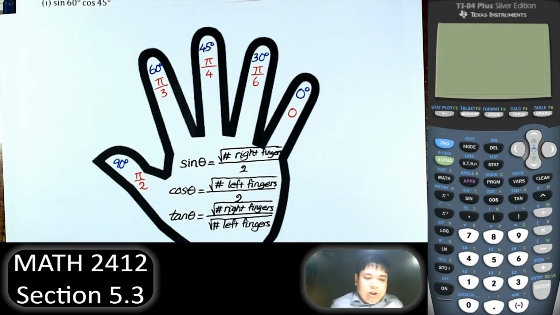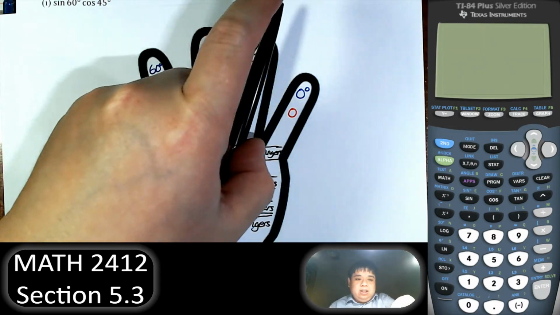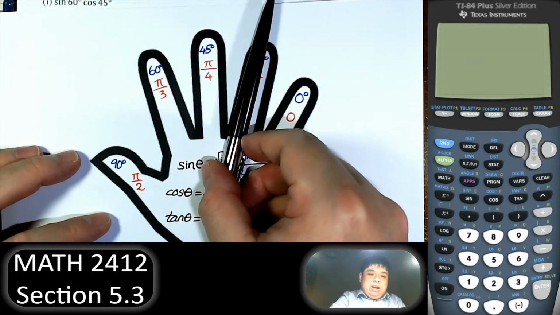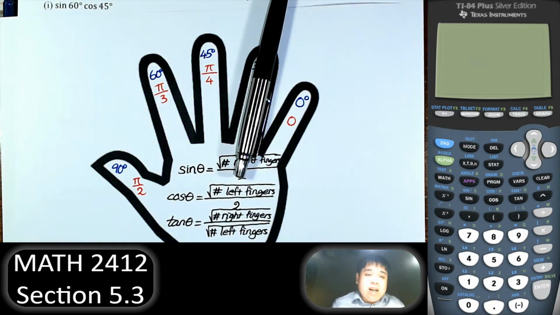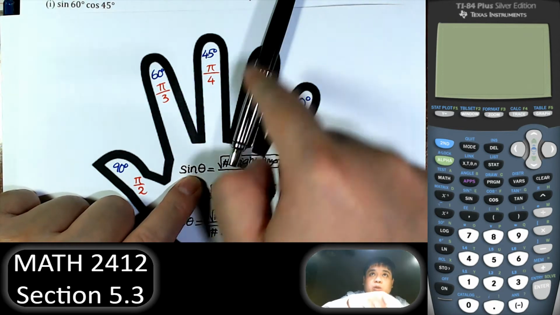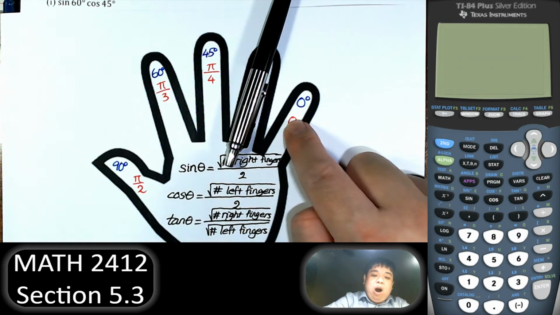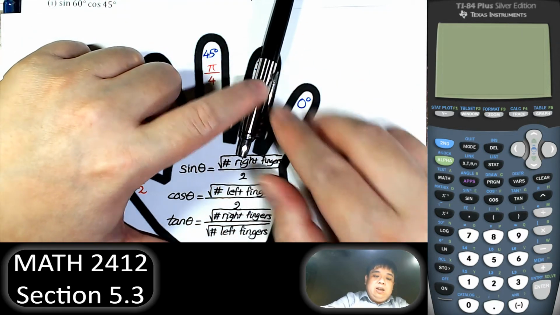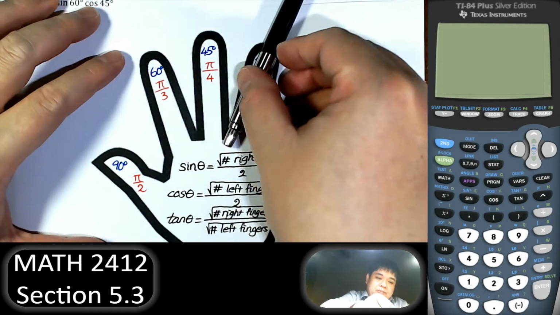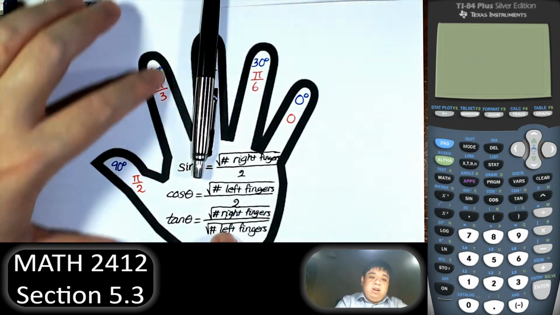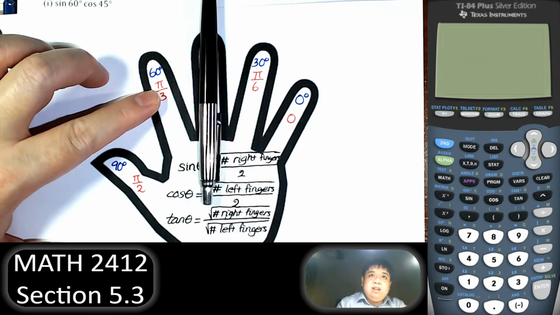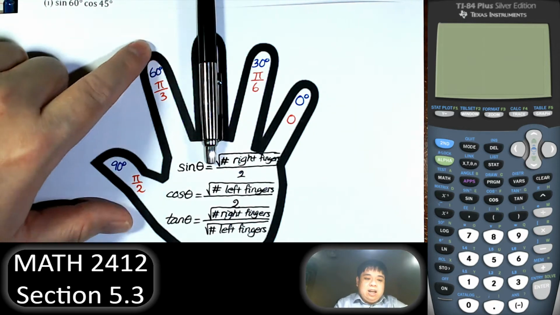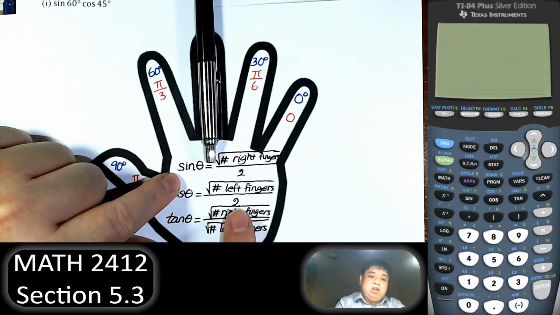Right, now what we do is, let's say we have 30 degrees, on the hand we just curve that finger down, and that's what we have. So ignore that finger. In that case, sine is the number of fingers on the right of that. So we have 1 finger on the right, square root of 1 over 2. So sine of 30 degrees is 1/2. And then cosine is the square root of the number of fingers on the left of that, divided by 2. For example, cosine of 45 degrees, there are 2 fingers on the left. Square root of that divided by 2.